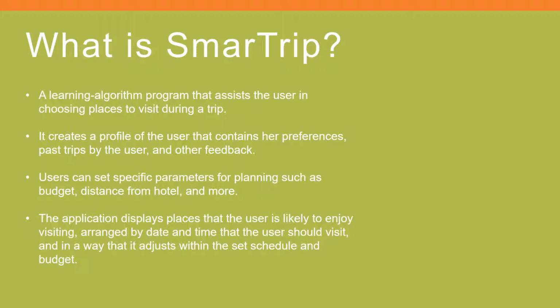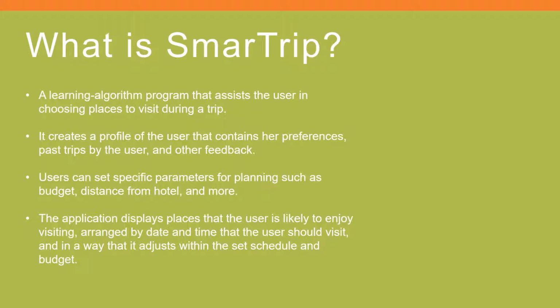First, I want to start by talking about what SmartTrip is. SmartTrip is a learning algorithm based program that can help users decide which places to go, which places to visit, and in what order when they're traveling or planning on traveling somewhere. They can adjust these generated schedules depending on their budget, the time they'll stay, the place where they'll stay, and other different parameters.